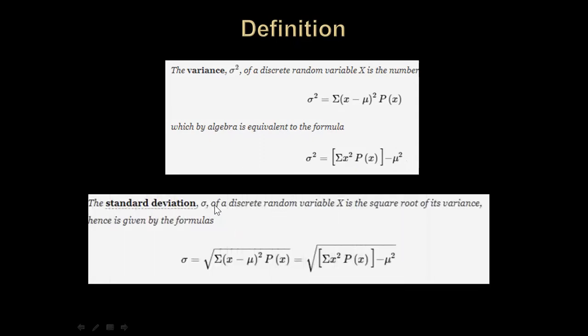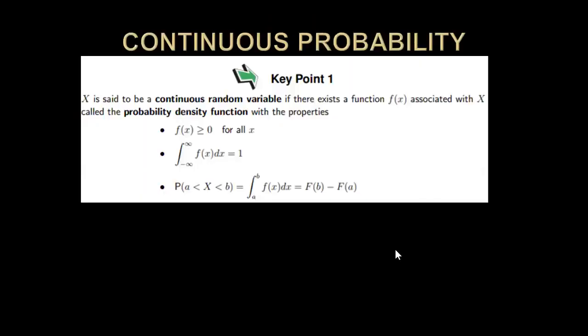The standard deviation, sigma, of a discrete random variable x is the square root of its variance. So if we take the square root of this, we come up with this value: standard deviation is equal to the square root of the summation of this quantity, x minus population mean squared, multiplied with the respective probability. Or if we distribute or simplify this algebraically, we get this value. Let's proceed with continuous probability.